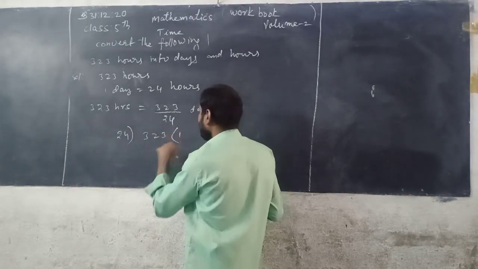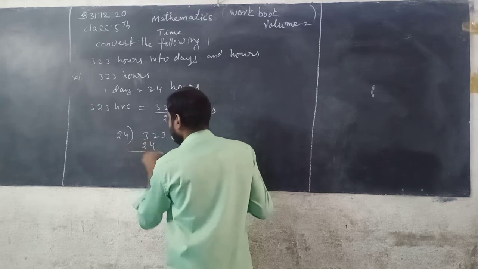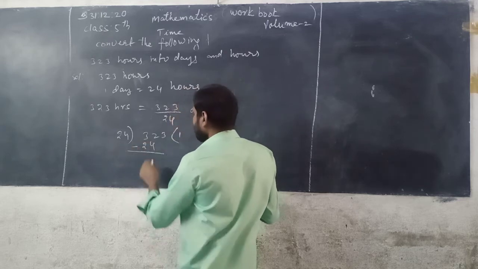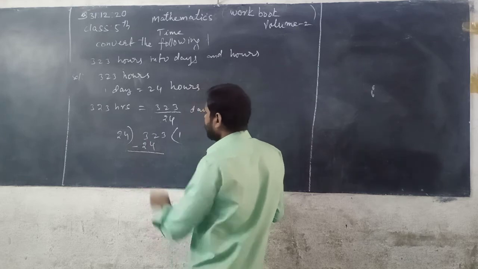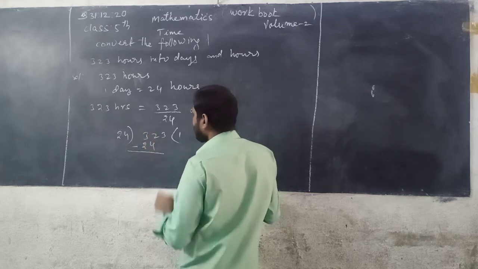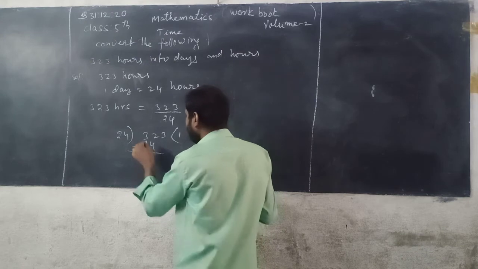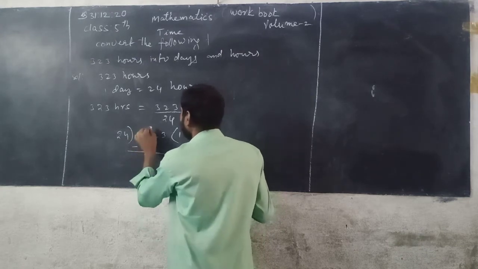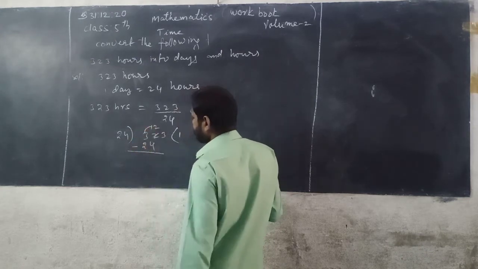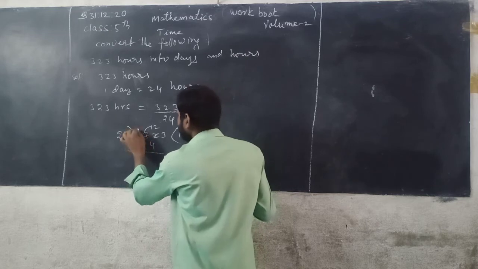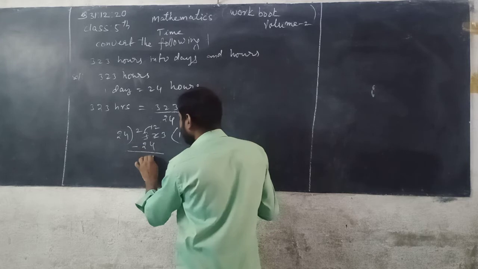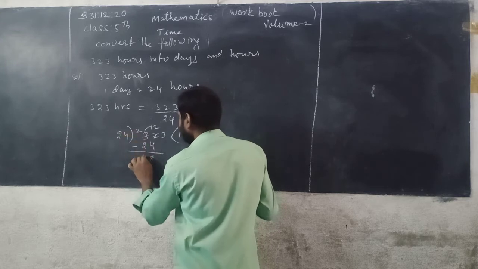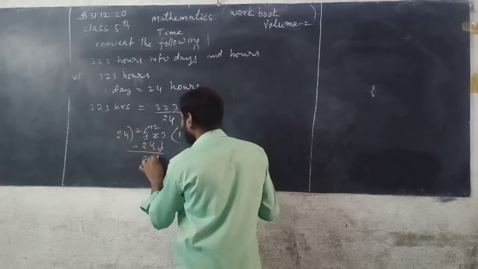24 ones are 24. Now 24 is subtracted from 32. Then 2 minus 4 is not possible because 2 is smaller than 4. Then we have to borrow from 3. It gives 10. 10 is added to 2, you get 12. Now 3 lost one, 3 becomes 2. 12 minus 4 you get 8. 2 minus 2 you get 0. Now bring down 3 to the remainder.